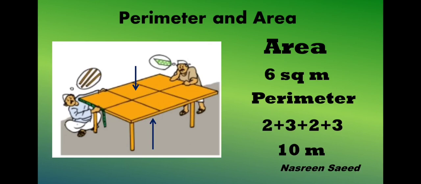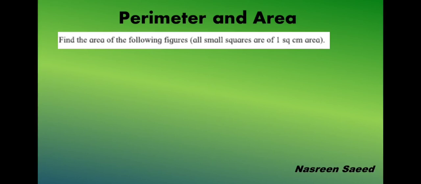So you understood how we found out the area? We found out the area by counting the number of squares and perimeter by adding the sides of the table. So I hope area and perimeter is clear to you. Now let us find the area of the following figures. All small squares are of 1 square centimeter area. So what is the size of all small squares? They are 1 square centimeter area.